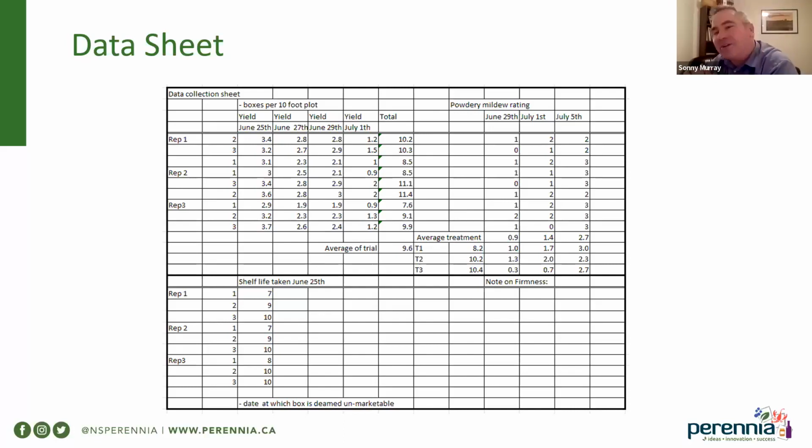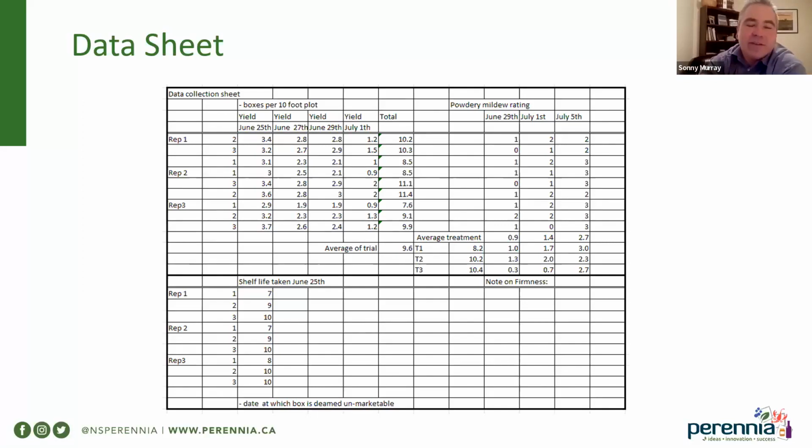You're missing half your data, and you can't manipulate it in the way you want to anyway. The other thing a good, well-organized data sheet is going to do for you is remind you about what's coming ahead, right? So as you're taking that initial yield, this data sheet is also reminding you that in a few days' time, I have to do the powdery mildew rating, and I can't forget about that. And oh yes, we got to do the shelf life as well. So it helps to remind you, keep you organized, keep your data together.